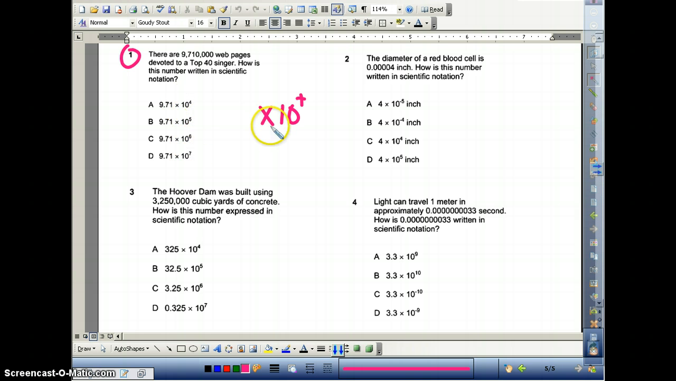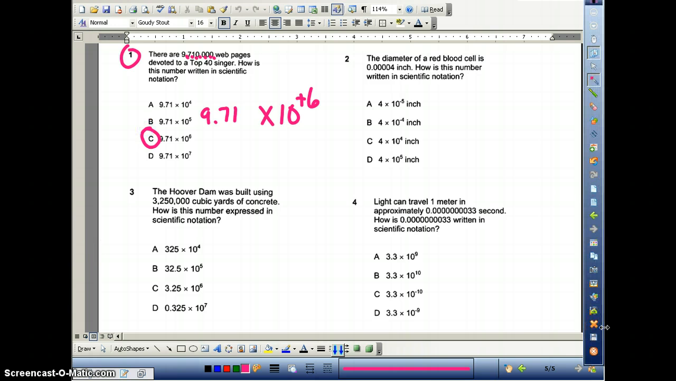Yep, they are. Now I need to pick up my decimal point that's right there and put it right there because my number out front needs to be greater than or equal to 1 but less than 10. And now I count how far I move the decimal point. Be careful. 1, 2, 3, 4, 5, 6. I counted 6 places. That's what I get for an answer.